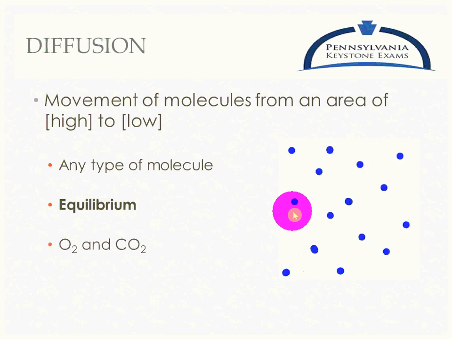Perfect examples of this in our body would be oxygen and carbon dioxide. So when we breathe in, we take that oxygen, and we store it in our lungs. What happens is it's a high concentration in our lungs, and our blood cells come, and our blood cells are depleted of oxygen. So the oxygen diffuses from the lung to the blood cells. The blood cells carry the oxygen to the rest of the body, and as they go from areas of high concentration, your lungs, to areas of low concentration, the rest of your body, that oxygen diffuses out.